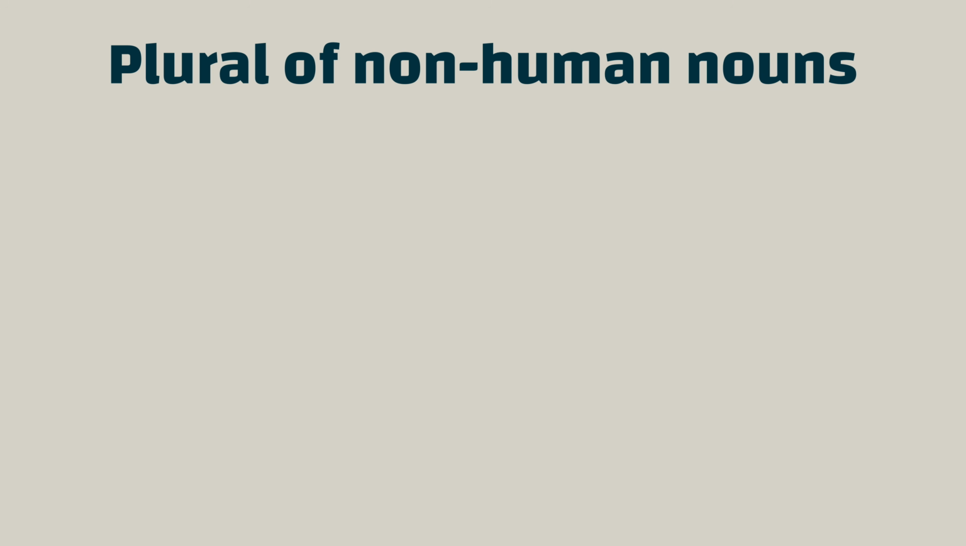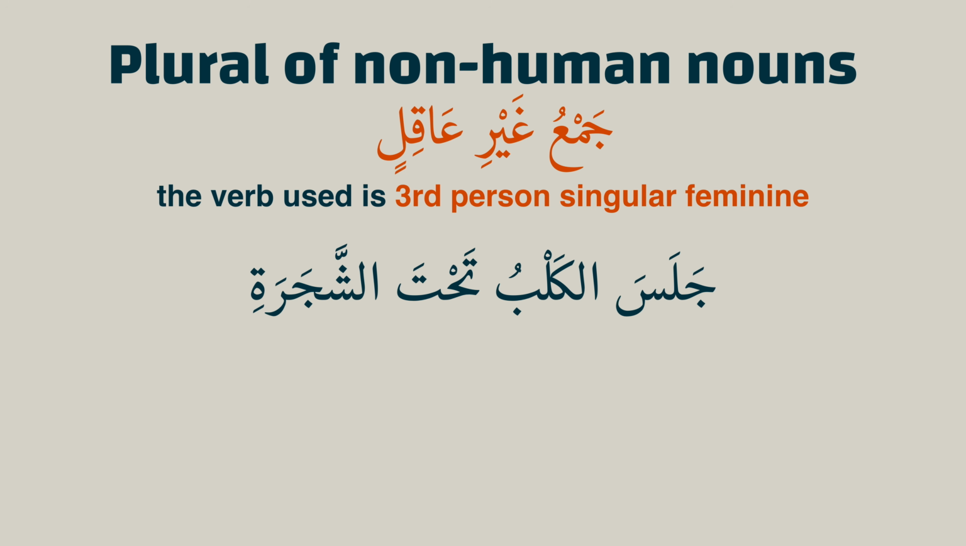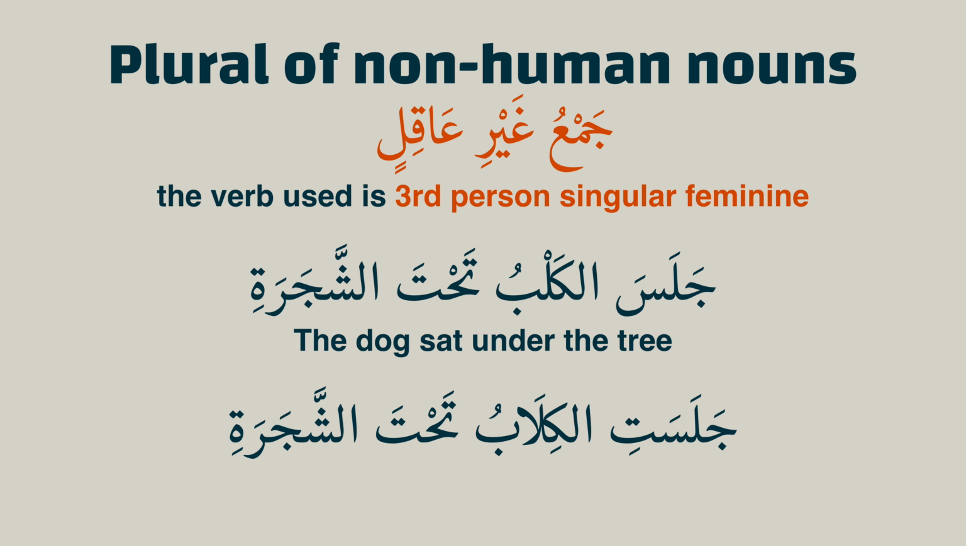And last but not the least, for the plural of non-human nouns, that is jam'u ghayri aqil, the verb used is third person singular feminine. For example, جلس الكلب تحت الشجرة. The dog sat under the tree. And when we have plural of al-kalb, which is al-kilab, we'll use the third person singular feminine form and we say جلست الكلاب تحت الشجرة. The dogs sat under the tree.